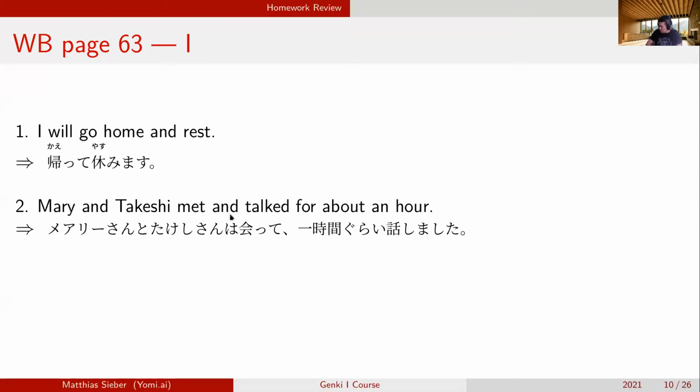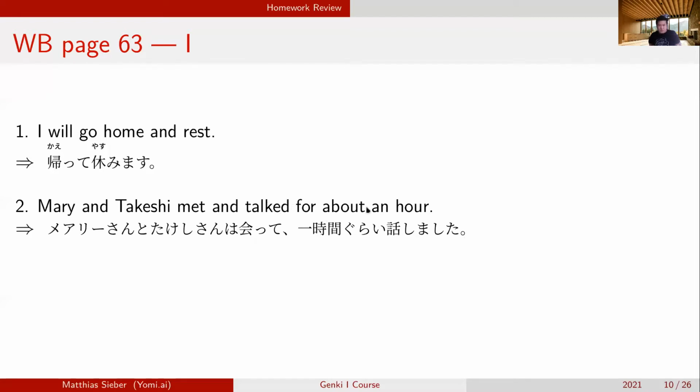Because we don't know the time yet in Japanese using the te form, but we know that the meeting part happened before whatever came after. So we use the te form here. To meet, we know au. Using the te form, since it ends on u, the u gets replaced with a small tsu and te. So we have atte. And then they talked, hanashimashita, right? So Mary-san to Takeshi-san wa atte hanashimashita. That would mean Mary and Takeshi met and talked, right?